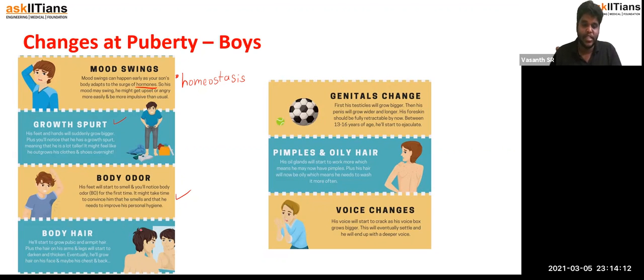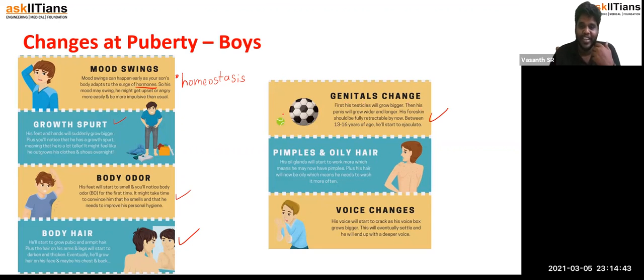So the next thing is body hair. Your body would have had very, very small hair. But suddenly, when you reach adolescent age and undergo puberty, you will start to have body hair almost everywhere. And the next part is genital changes, where in the case of boys, the muscular penis will start to become enlarged.